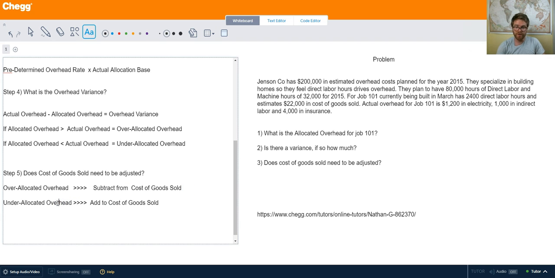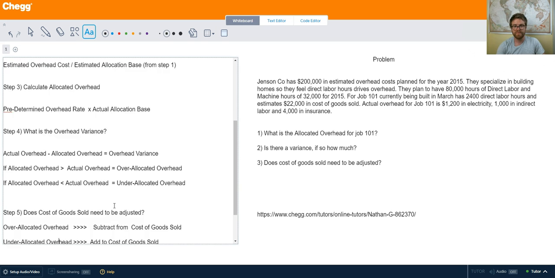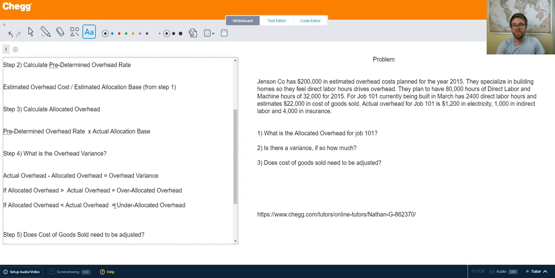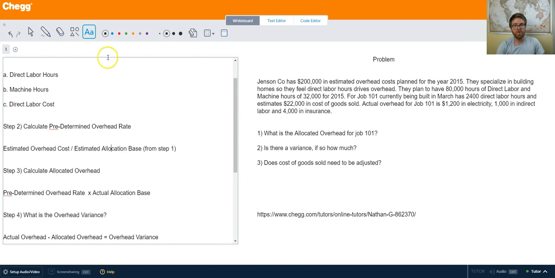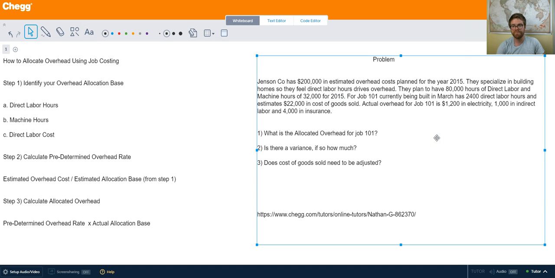If you ended up with underallocated overhead, you would add that to cost of goods sold. Now these are my 5 steps I came up with. All my students find it really easy to calculate overhead if you just follow these 5 steps. Now make sure you don't miss them though. Each step is really important. So we're going to go ahead and reference these steps as we practice a problem right over here.